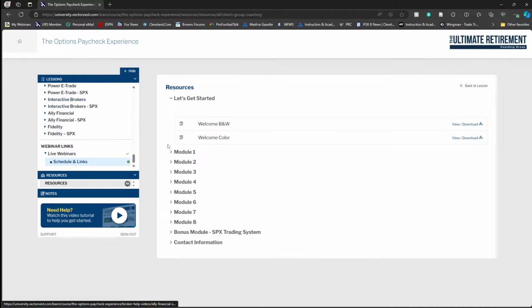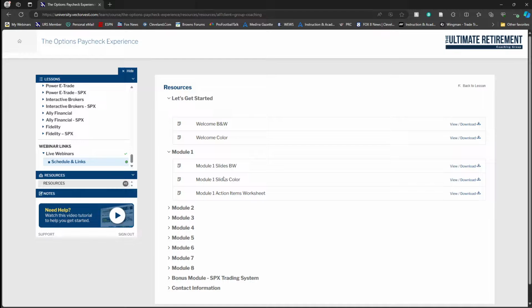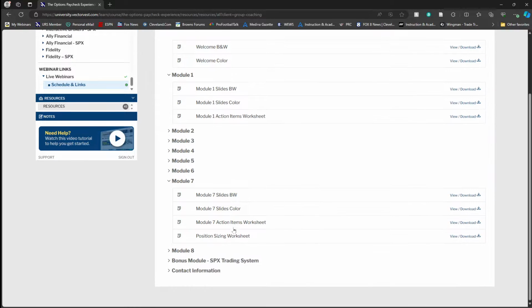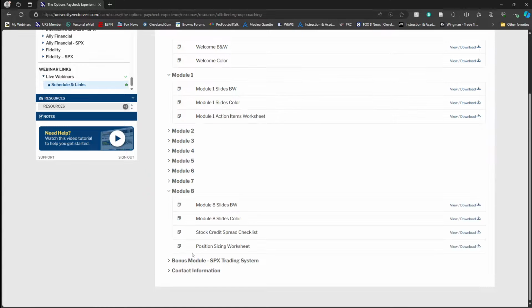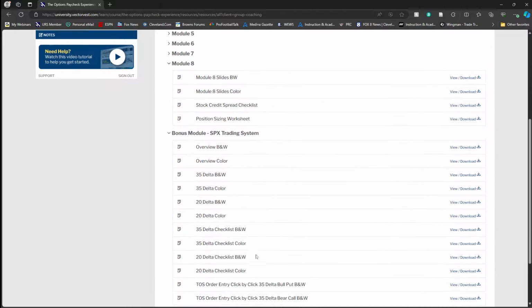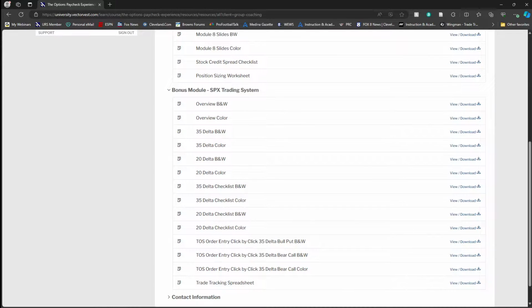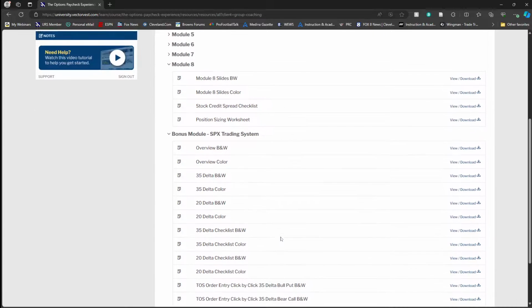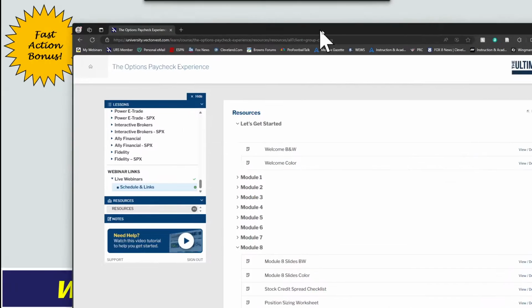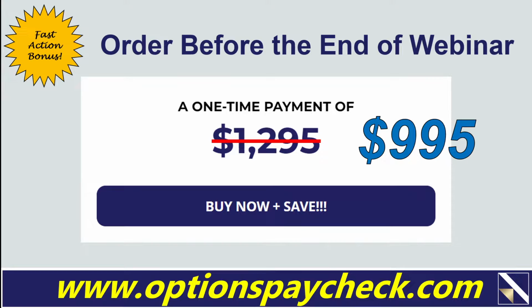And then last but not least, the resources section. This is where you're going to find all the materials, the handouts that you can print out from all the lessons and the slides that we do. Later on in the course in Module 7, we introduce our position sizing worksheet. In Module 8, we do our stock credit spread checklist. In the SPX trading system, we've got all our checklists down there. Thinkorswim order entries, trade tracking spreadsheets, basically everything you're going to need to implement this properly.